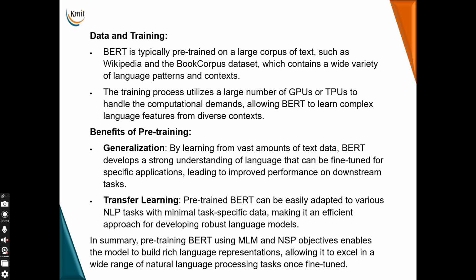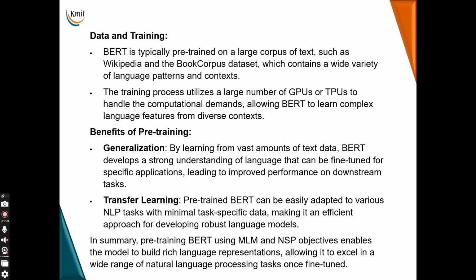And what are the benefits of this pre-training? First one is generalization, wherein when you learn from huge amounts of text data, BERT develops a very strong understanding of the language, and later we can ask BERT to do specific applications or fine-tuning, which can give you a very good improvement in performance.